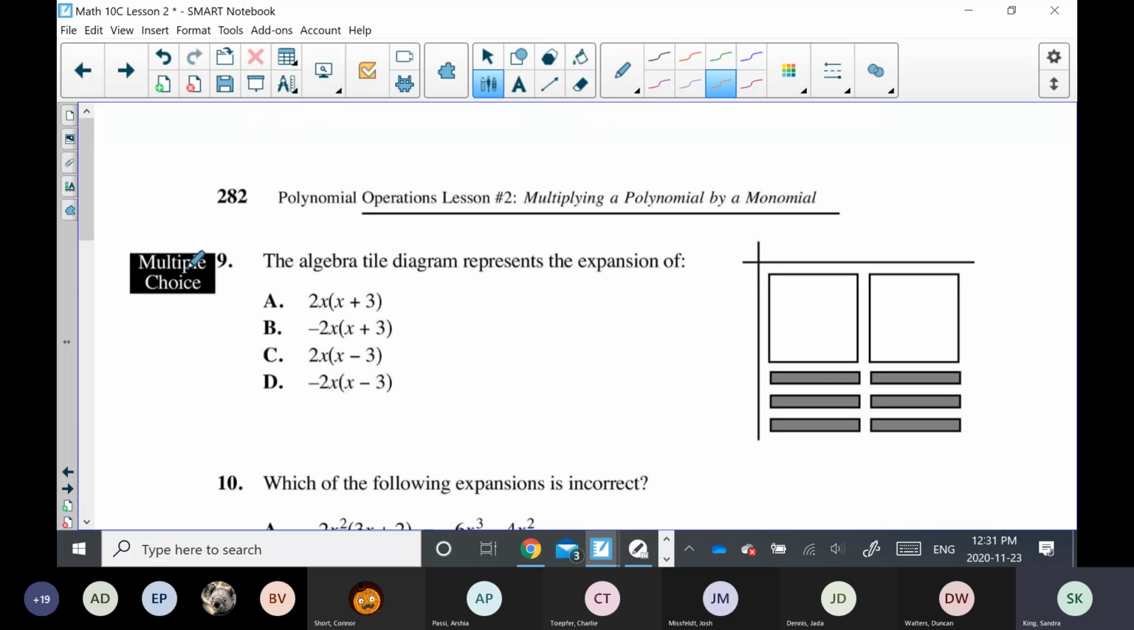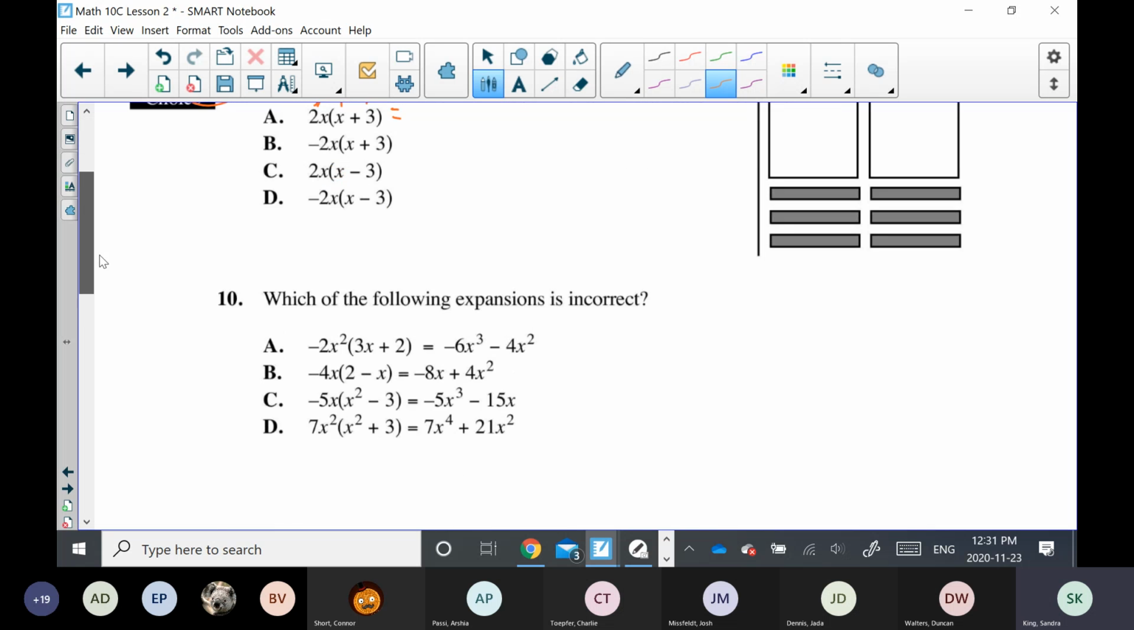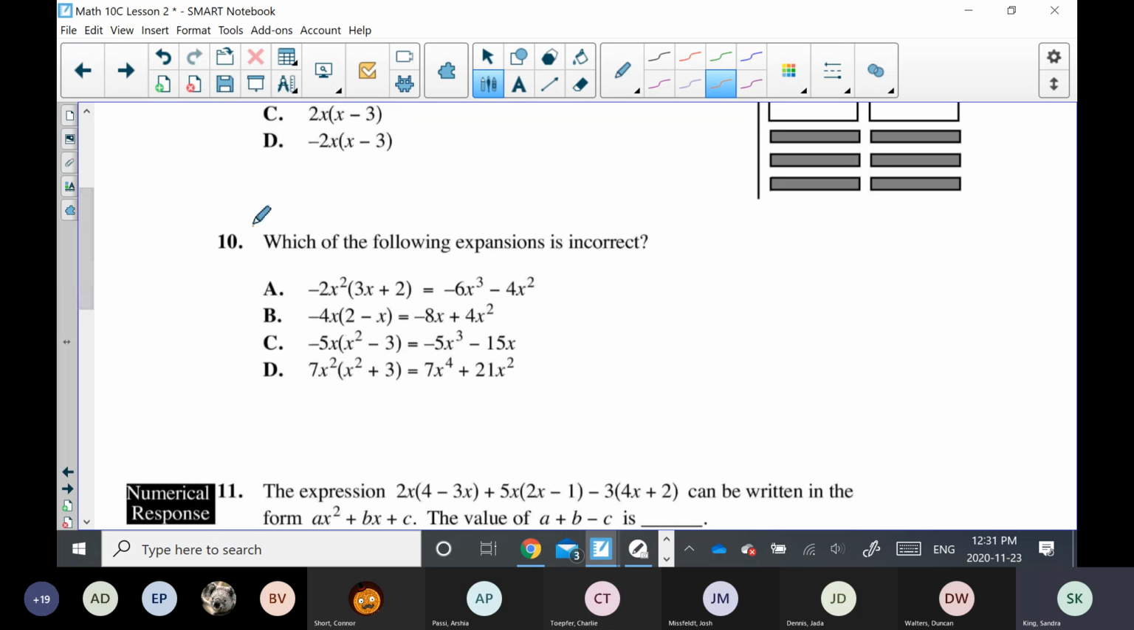Okay, see if you could figure out 9. This is sort of working backwards. So you could guess here, or you could distribute in each one and see which one would give you an area of this. Okay, so it's up to you how you want to do number 9 and then number 10.